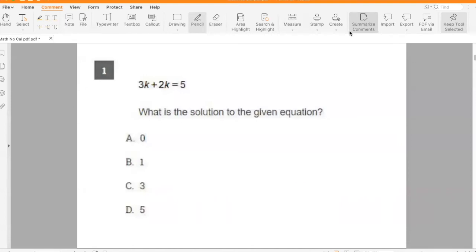Question 1. What is the solution to the given equation? So 3k plus 2k is 5k, which is 5. So k will be 1. Option B.